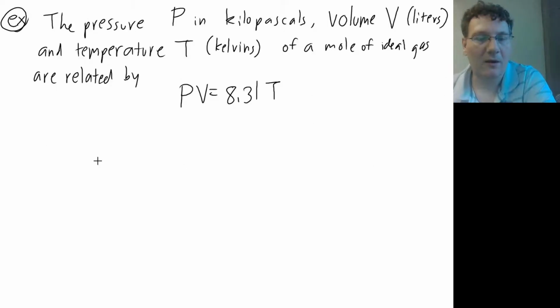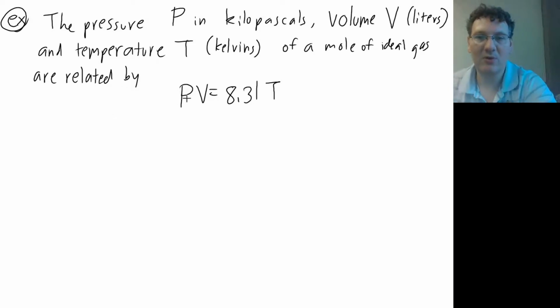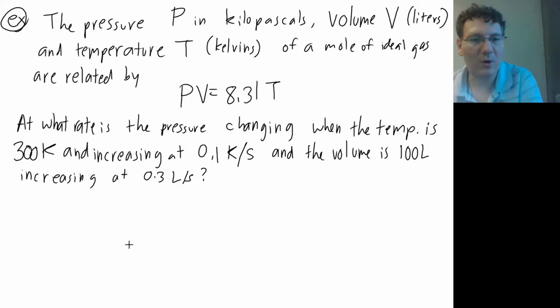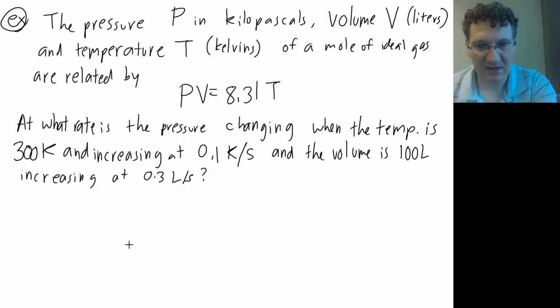Okay, so let's take a physics example. The pressure, capital P, in kilopascals, the volume V in liters, and the temperature, capital T, in kelvins, of a mole of ideal gas are related by this equation, PV equals 8.31 T. At what rate is the pressure changing when the temperature is 300 kelvin, increasing at 0.1 kelvin per second, and the volume is 100 liters, increasing at 0.3 liters per second?